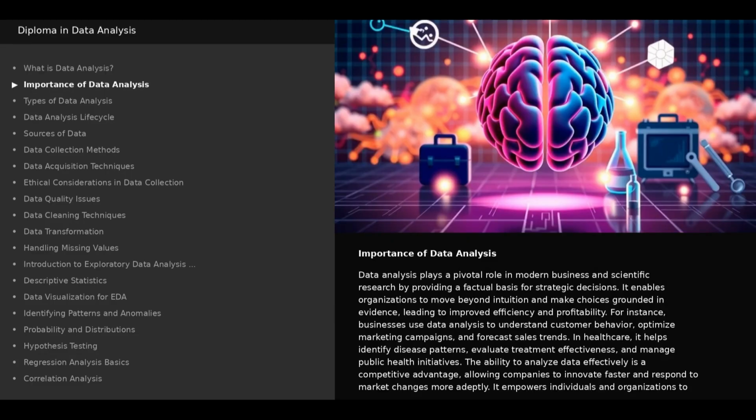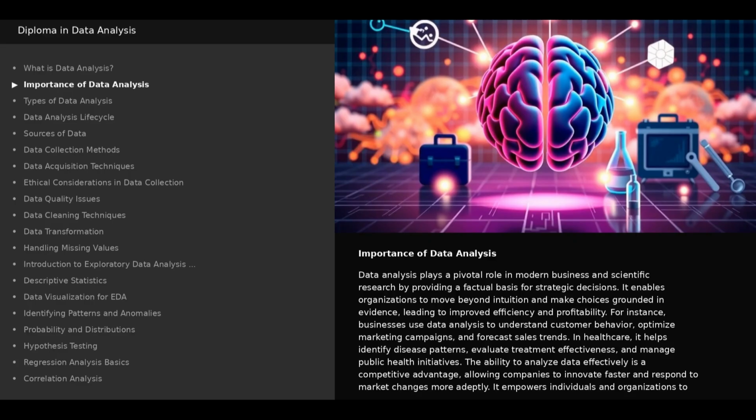Importance of data analysis. Data analysis plays a pivotal role in modern business and scientific research by providing a factual basis for strategic decisions. It enables organizations to move beyond intuition and make choices grounded in evidence, leading to improved efficiency and profitability. For instance, businesses use data analysis to understand customer behavior, optimize marketing campaigns, and forecast sales trends. In healthcare, it helps identify disease patterns, evaluate treatment effectiveness, and manage public health initiatives.